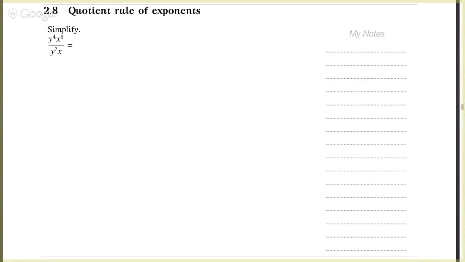So let's move straight ahead into the next example. We've talked about the product rule for exponents, what to do when you multiply powers of a common base. Now let's take the next step and talk about the opposite. What happens if we want to divide powers of a common base? So what's our strategy going to be in this problem?